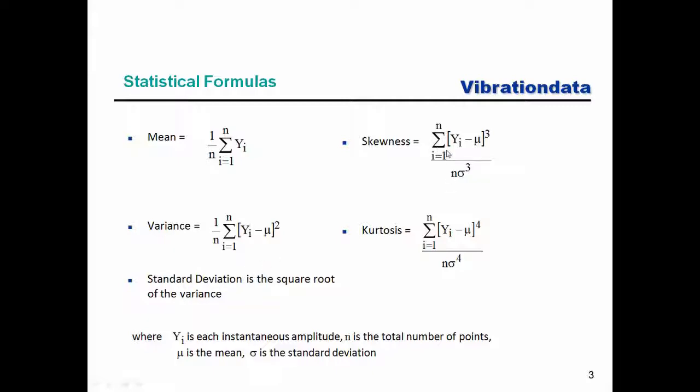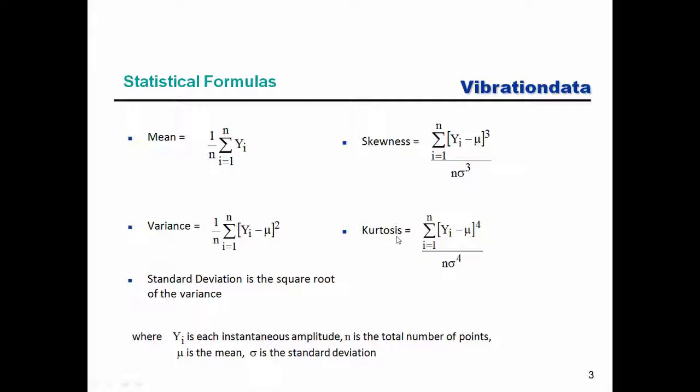Another parameter is skewness. If we take the instantaneous values, subtract off the mean, take that difference, cube it, take the summation, divide by the total number of points n, and then divide by the 1 sigma value, that's the standard deviation, raised to the 3rd power. This is the skewness parameter. We're really not going to talk too much about skewness today, but it's a measure of how symmetric the histogram is about the vertical axis.